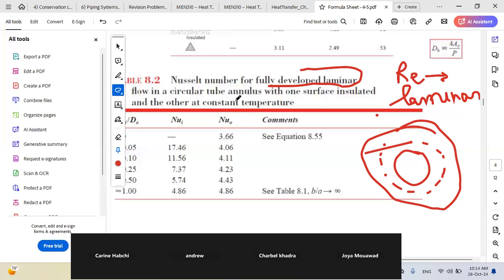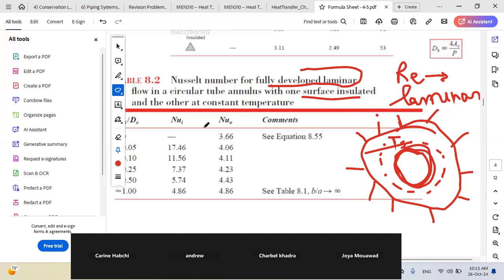The conditions are that we have one surface insulated, and here, because it's a heat exchanger, at the outer side we have good insulation, while for the inner side, we have the temperature of the surface, which is imposed. So here we have T surface. Since these conditions are satisfied, we are imposing a temperature at the surface here, and we have insulation from the other side, we can use this table.